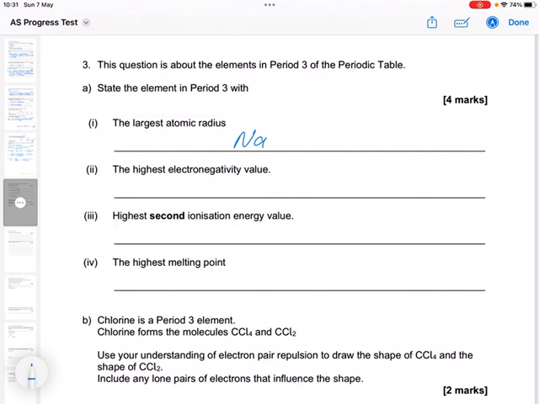Part 2, the highest electronegative value. So this is towards the top right hand corner. So it is going to be chlorine.